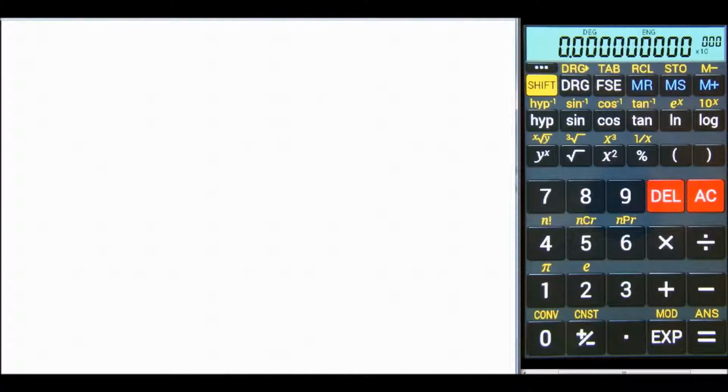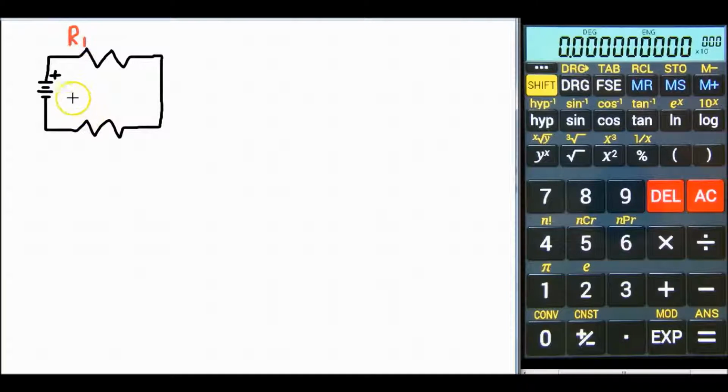Welcome to my video on how to solve a 2-resistor series circuit. So let's go ahead and take a look at the circuit. Here I have 2 resistors in series. We'll mark this one as R1 and this one as R2.